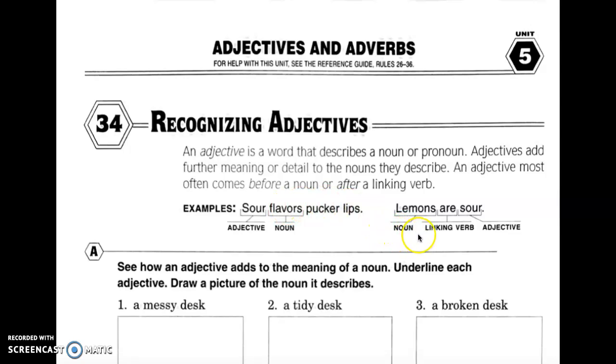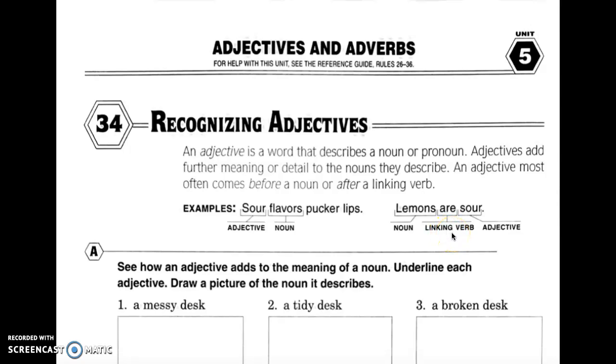Let's take a look at the next one. Lemons are sour. Lemons is our noun, are is our linking verb, sour is our adjective. Okay? In this sentence, our adjective comes after our linking verb, unlike this sentence where our adjective came directly before our noun. So those are just two ways that adjectives can be used in sentences: either right directly before the noun that they're modifying or describing, or after a linking verb like is or are.